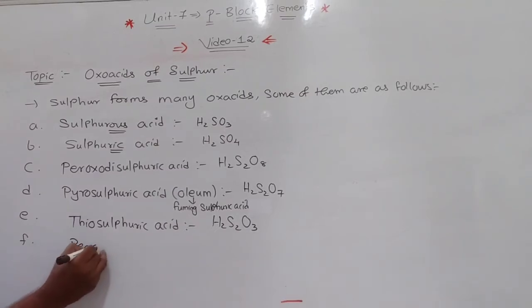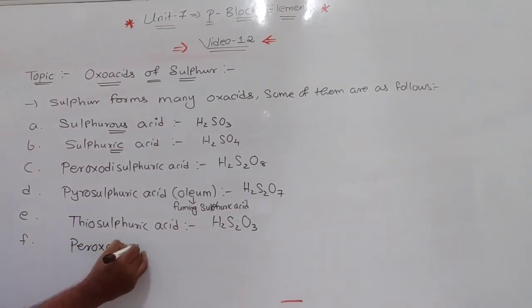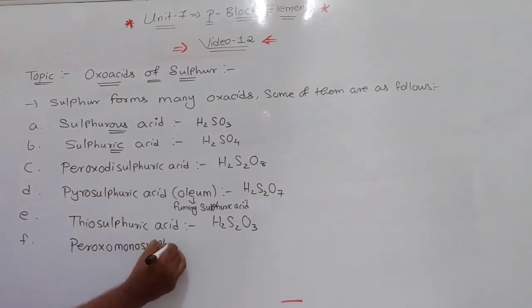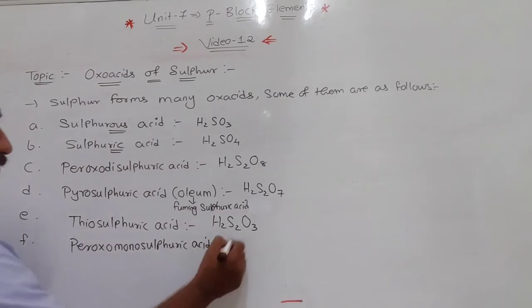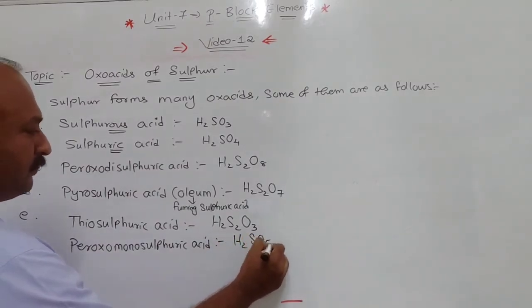Then the next one is peroxomonosulfuric acid. When we say peroxomonosulfuric acid, the formula is H2SO5. What is the formula? H2SO5.